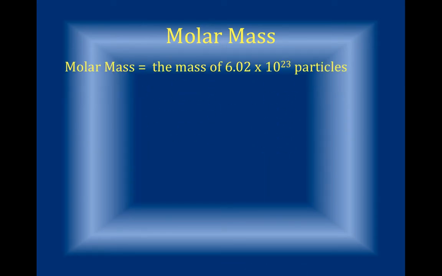So, molar mass is the mass of 6.02 times 10 to the 23rd particles. That means it's the mass of a mole of particles, and the periodic table is constructed that way. If you had a mole of helium atoms, it would weigh 4.00 grams. So when you look at molar mass in the periodic table, they may say they're in atomic mass units, but we can think of them as being in grams per mole.